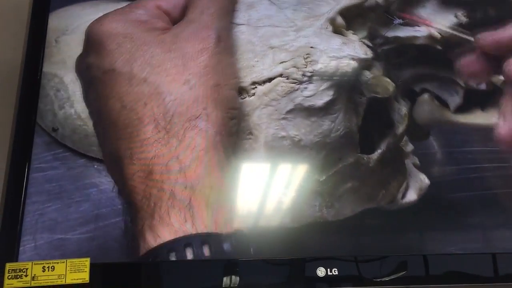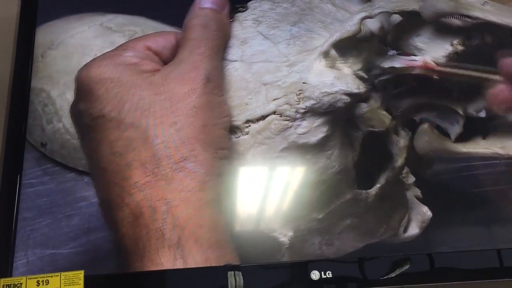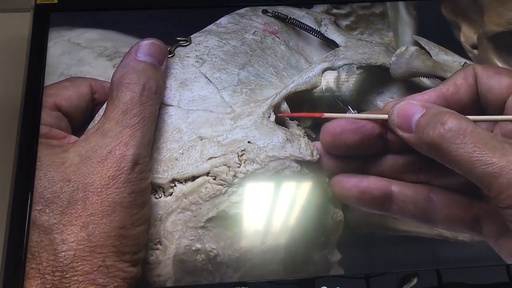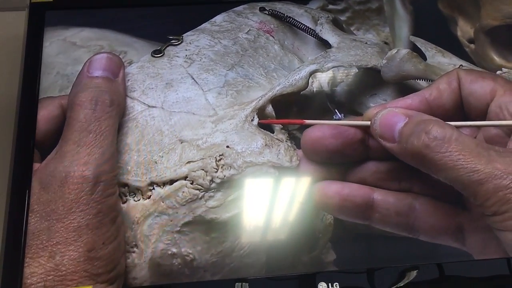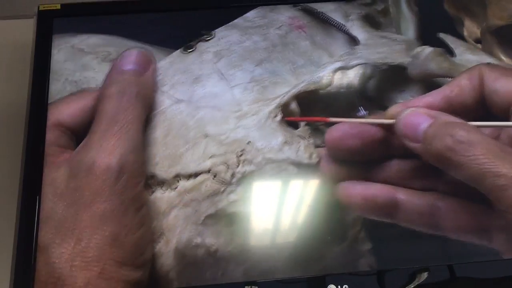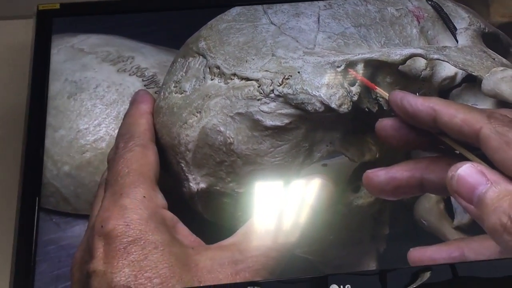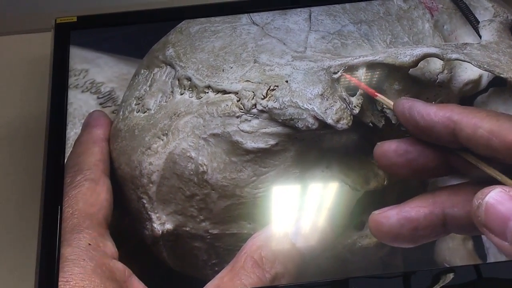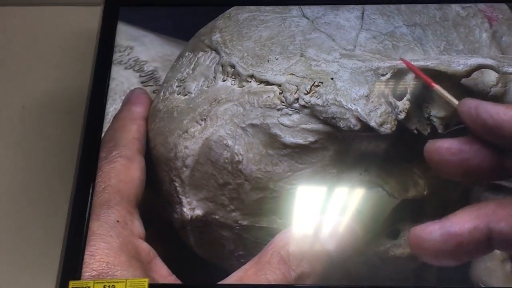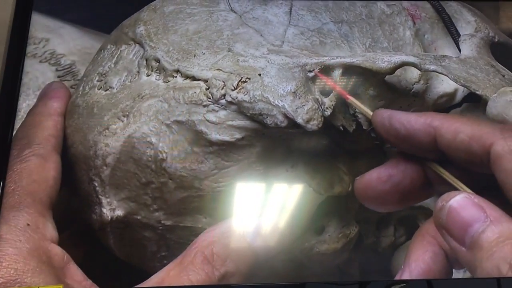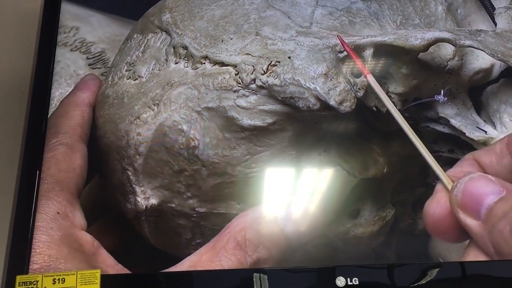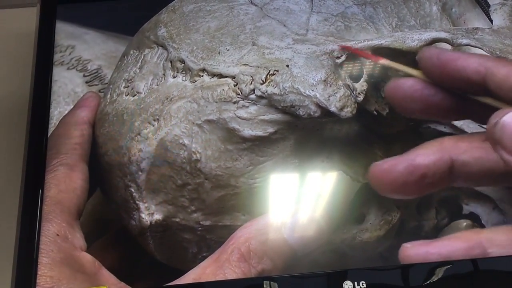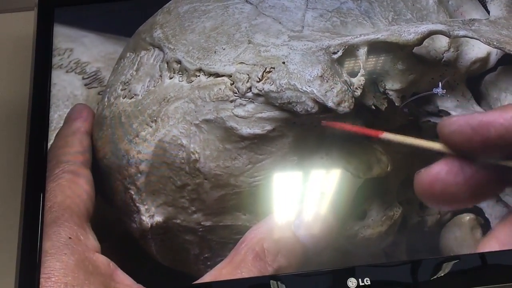Now we come along, we're making some progress here. This is the external auditory meatus, and this little spine that you see here is called the spine of Henle. That's the spine of Henle. This is the supramastoid crest, this is the spine of Henle, and if we take a line from the posterior part of the meatus, what we have here is MacEwen's triangle.